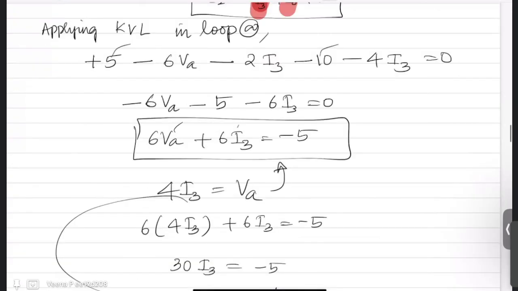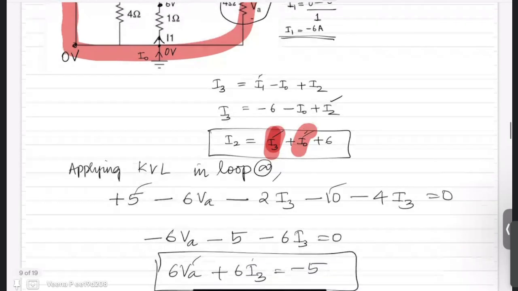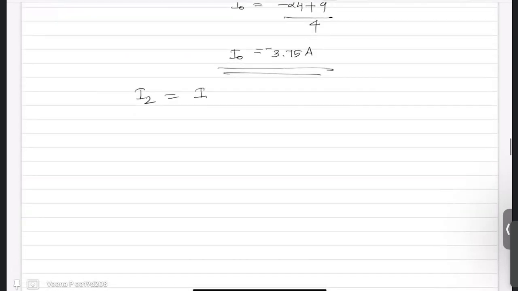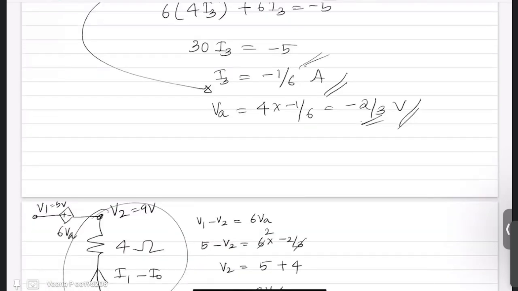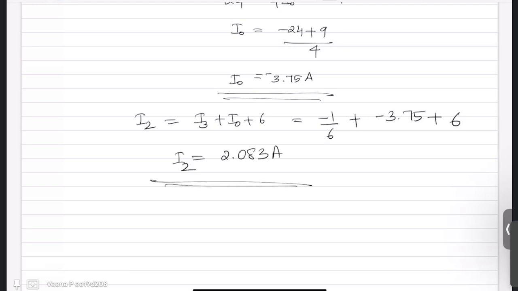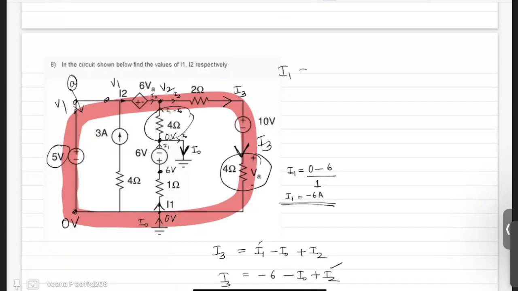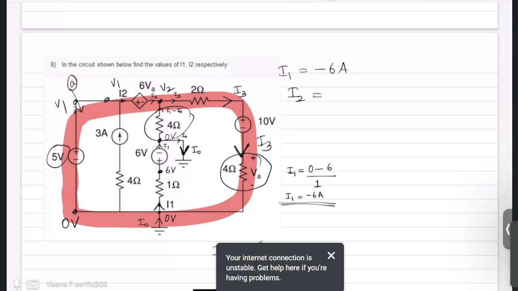So let us solve for I2. So your I2 is I3 plus I0 plus 6. Your I3 is minus 1 by 6. I0 is minus 3.75, plus 6. This comes out to be 2.083 ampere. This is the solution. So your answers are I1 is minus 6 ampere and I2 is 2.083 ampere.